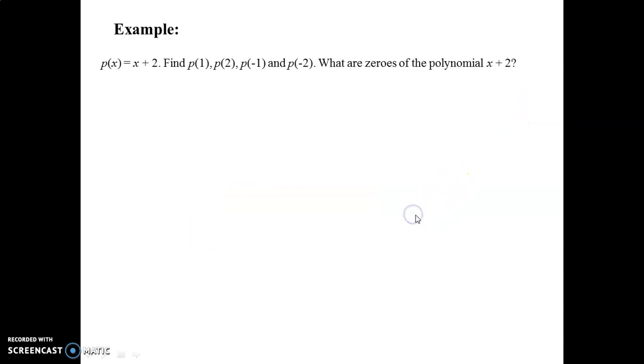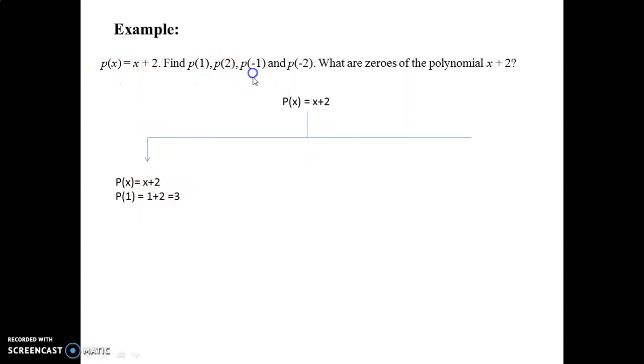The next example is p of x is equal to x plus 2. Find p of 1, p of 2, p of minus 1, p of minus 2. What are the zeros of the polynomial? Identify them. First we have to find these values, and later we can observe and decide what the zeros of the polynomial are. This will be our p of 1 value. I am substituting 1 in place of x. So p of 1 will be 1 plus 2, that is 3.